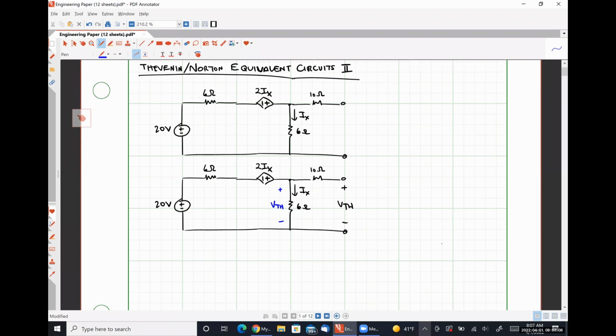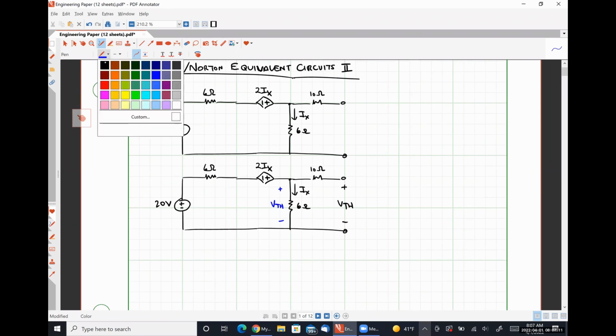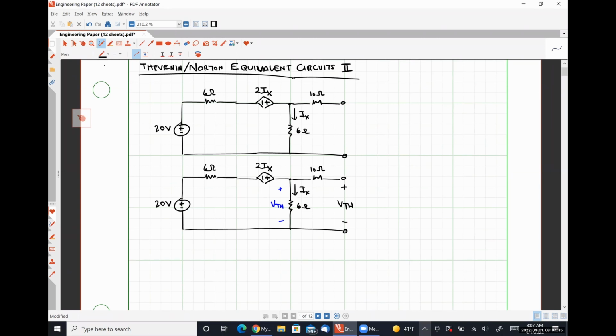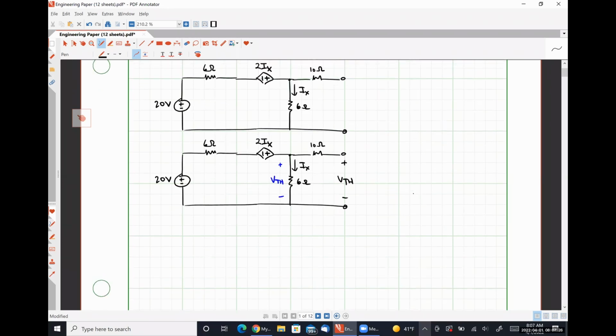Okay. So if I write a KVL expression around this loop, noting that the current that's flowing through all of these elements is simply Ix, what I get is negative 20 volts plus 6 ohms times Ix minus 2Ix plus an additional 6 ohms times Ix is equal to 0. Or 6 minus 2 plus 6 is 10 Ix is equal to 20 volts.